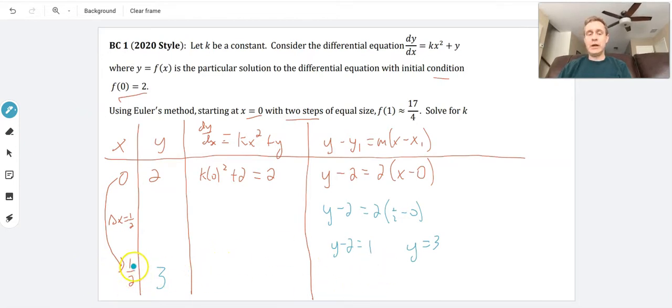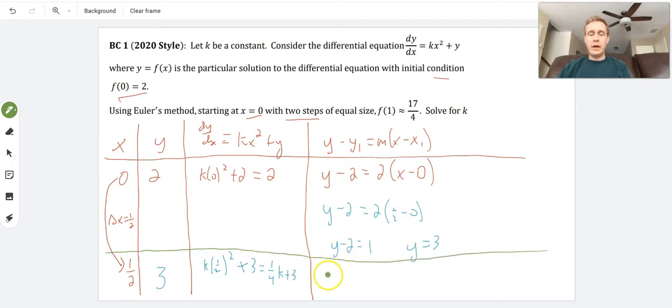Now we're ready to construct our next tangent line equation. With x equals 1/2 and y equal to 3, our slope here would be k times 1/2 squared plus 3. I'll simplify this to 1/4 k plus 3. And so this will be our slope. This is our point. And I will now construct my next tangent line equation.